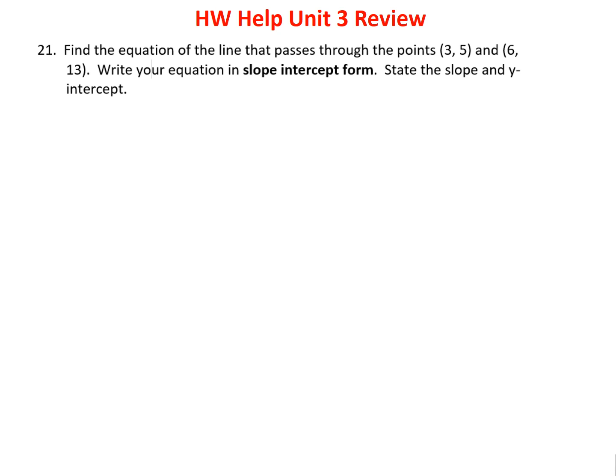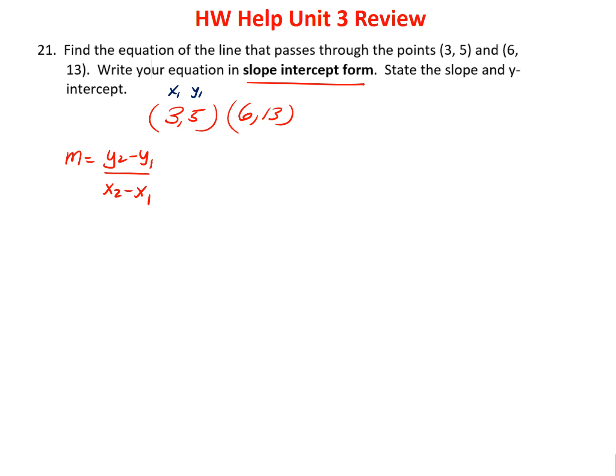Our last problem asks us to find the equation that passes through these two points, 3, 5, and 6, 13, and write it in the slope-intercept form. So let's begin by finding our slope. Remember, our slope is y2 minus y1 over x2 minus x1, where you remember that this is x1, y1, the x in the first point, the y in the first point, the x in the second point, and the y in the second point. So I'm simply going to take 13 minus 5, the change in y, over the change in x, 6 minus 3, and my slope is 13 minus 5 is 8 over 3. So that's my slope.